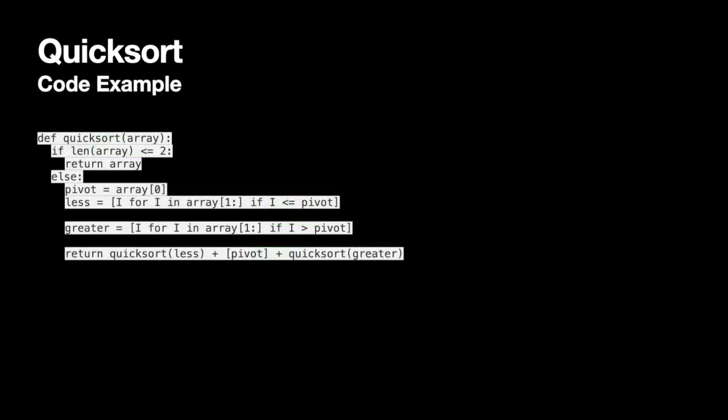An example of a quicksort function is shown, with the function receiving an array. The base case checks if the length of the array is less than or equal to 2, and if so, the array is returned.